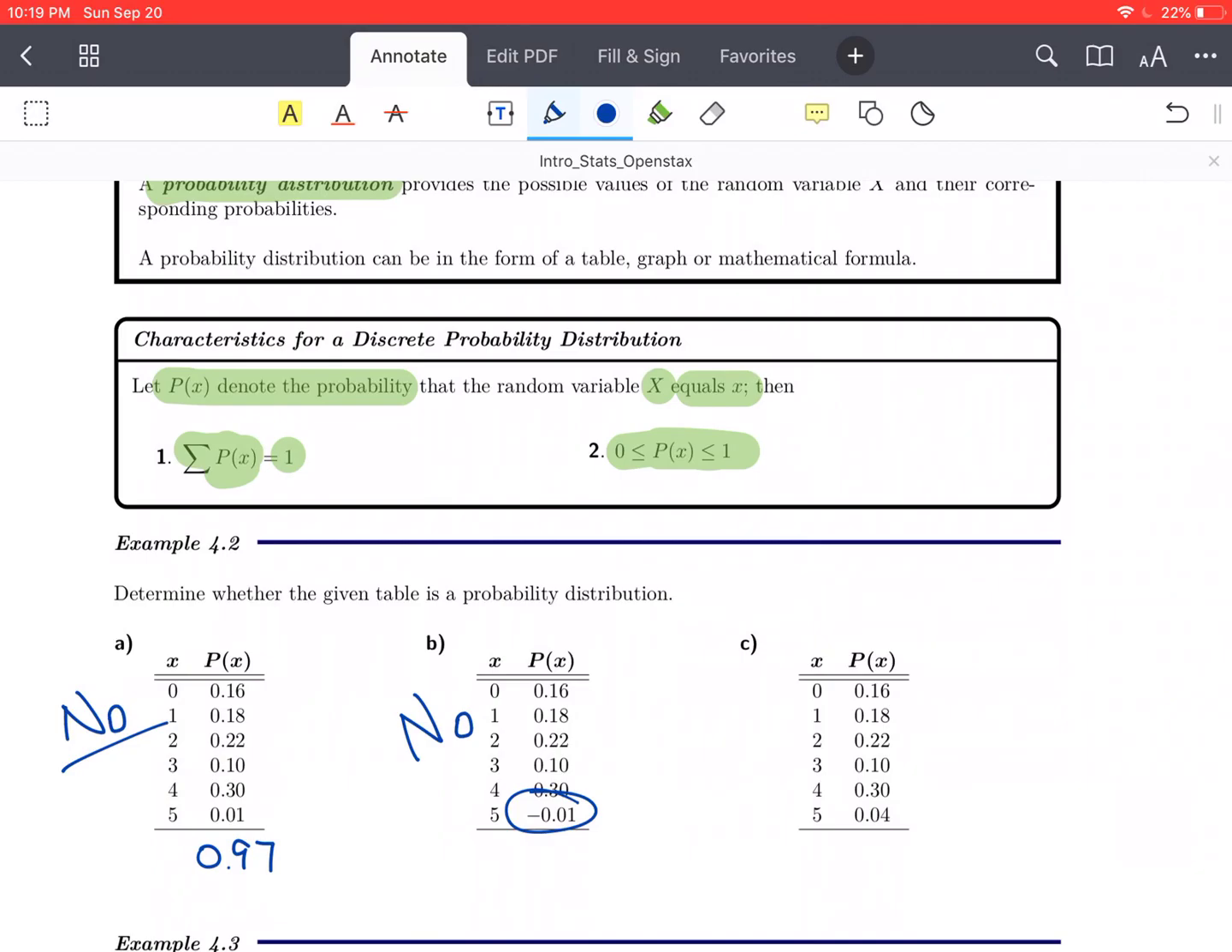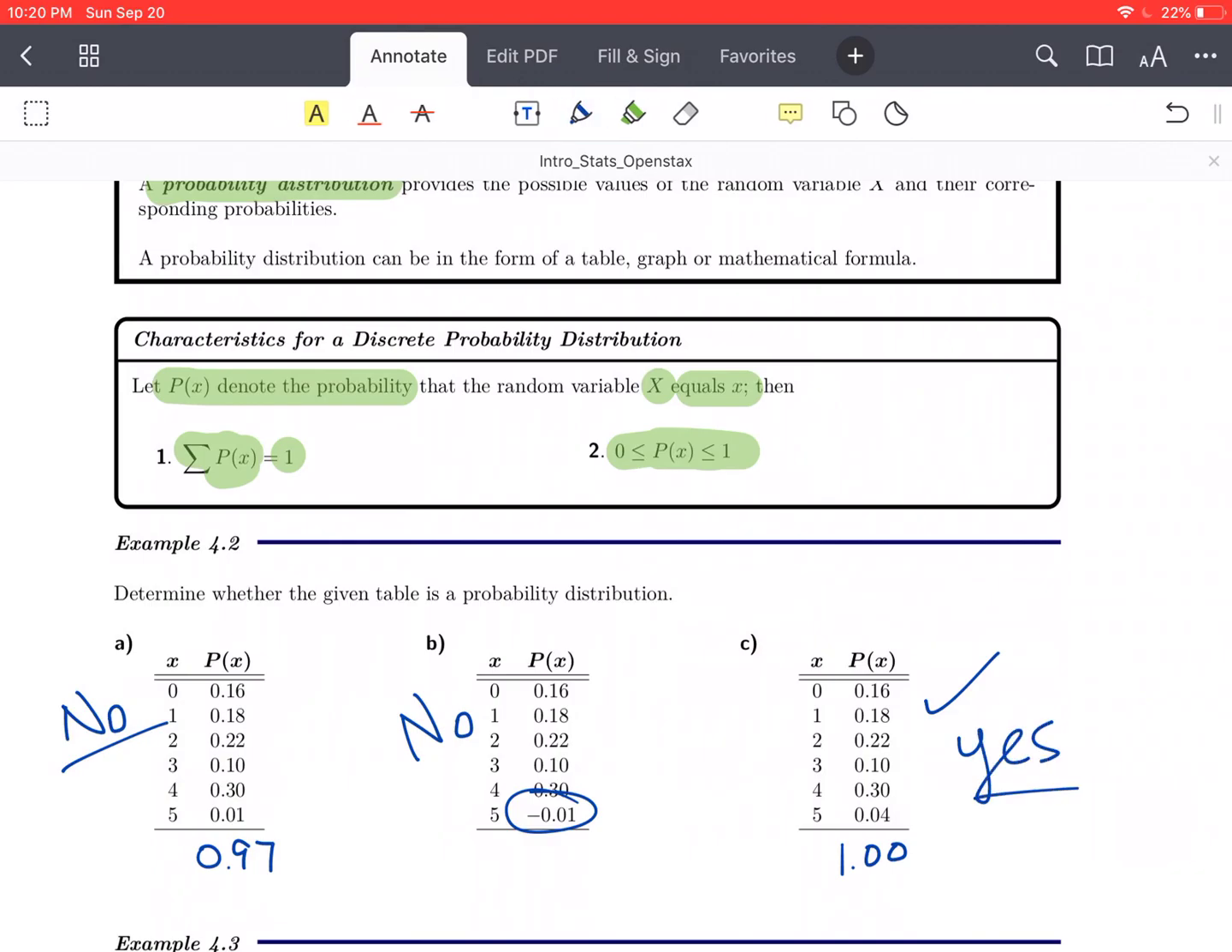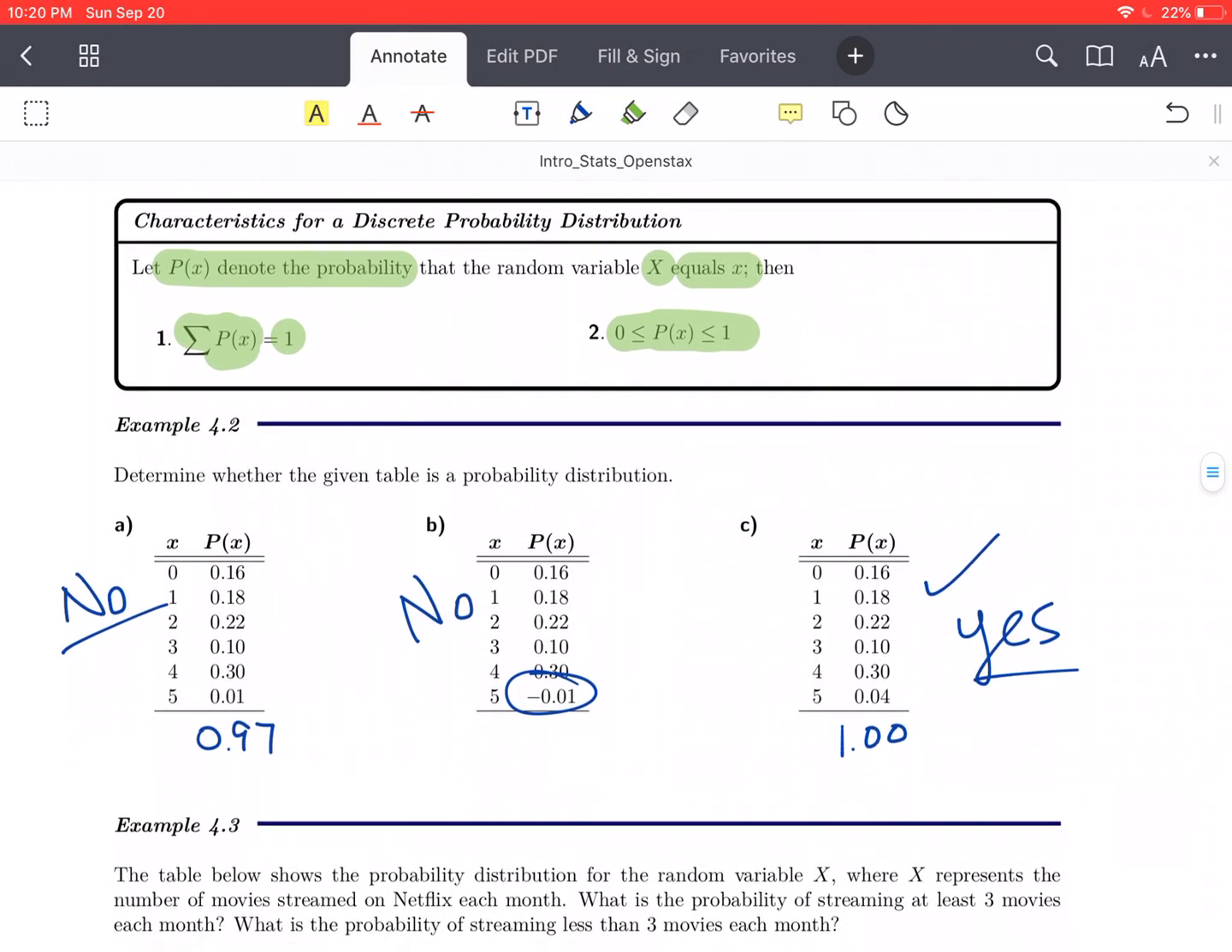Now if we look at the last one, we have all the values between 0 and 1, so that's a good sign. And if you add up all of these values, you will find that you do get 1.00. So this one, we say yes, it is a valid probability distribution, because it satisfies these two conditions: that the sum of all the probabilities is 1, and that each one individually is between 0 and 1.